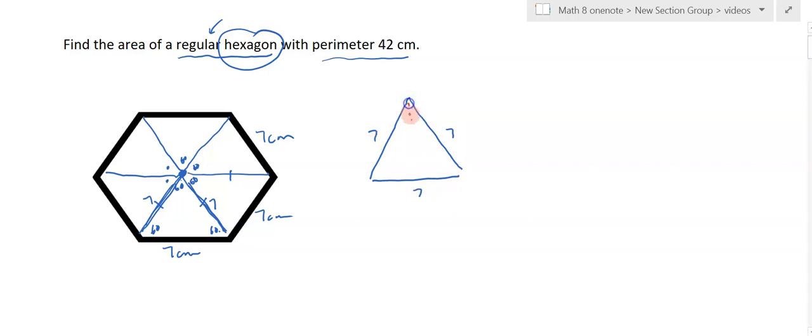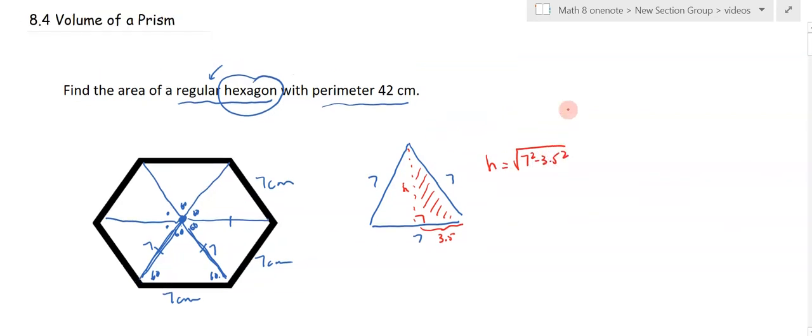Well, just like we've done in the previous chapters, we use our Pythagorean theorem using half of the triangle. That makes this base 3.5. Of the right triangle, the hypotenuse is 7, and we don't know the height. So my height is going to be the square root of 7 squared minus 3.5 squared. And then we can calculate that by taking the square root of 7 squared minus 3.5 squared, and I would get a height equal to 6.06, or 6.1 approximately.